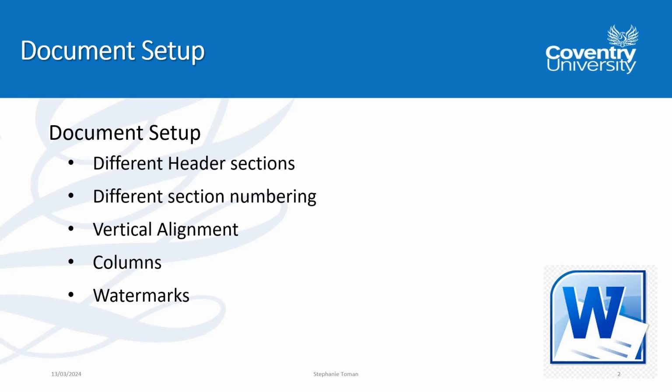So when you set your document up, you can do different header sections, which you may not be aware of, but you can. You can also change your section numbering. So with long documents, dissertations, etc., you can do different numbering in different sections within the same document. There's vertical alignment, which is great to use on things like your cover page, so it's beautifully aligned and everything else that you do will not affect it.